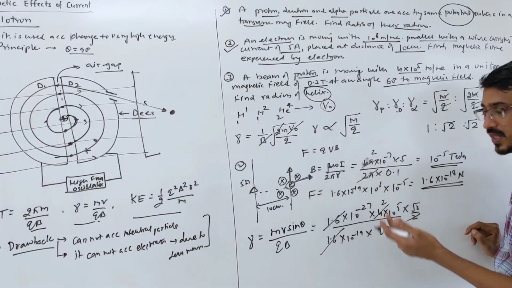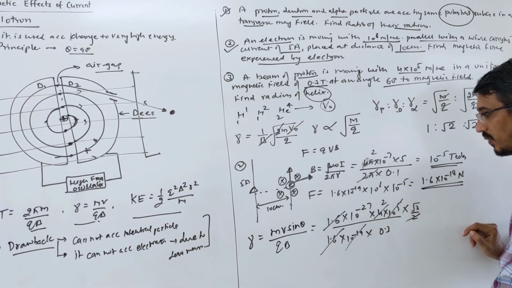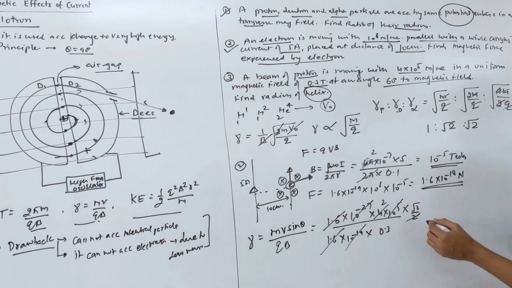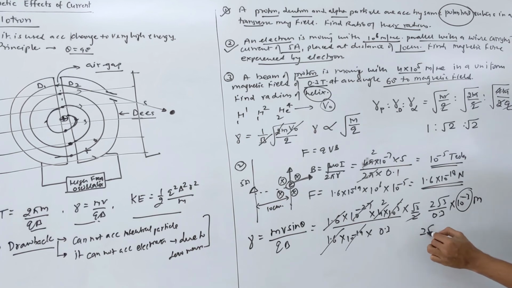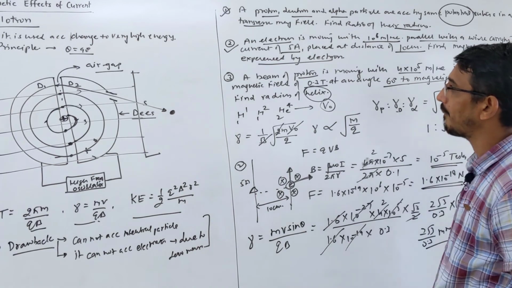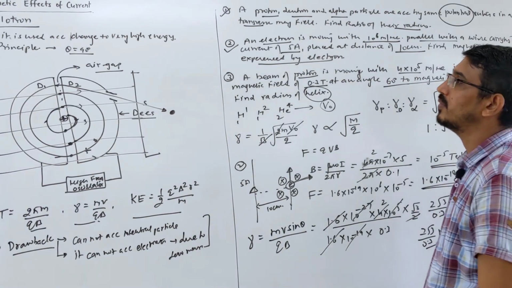Minus 19 goes up, becomes plus 19, plus 19 plus 5 is 24, so 10 power minus 3 is remaining. So 2 root 3 by 0.3 into 10 power minus 3 is remaining. You can simplify this number and write it in meters, or with 10 power minus 3 you can write it in mm. So 2 root 3 by 0.3 mm also you can write. Okay, just simplify this number. So we have done the force part.